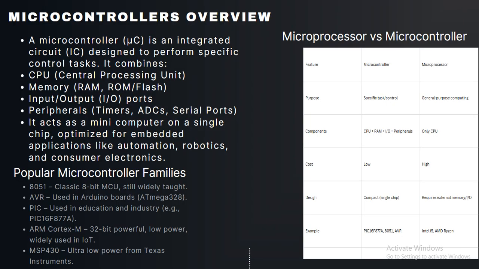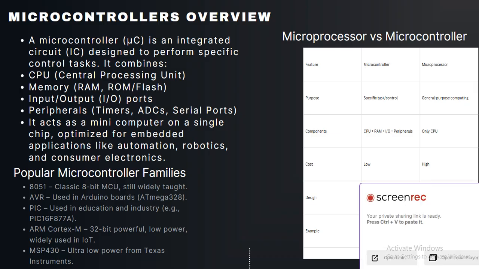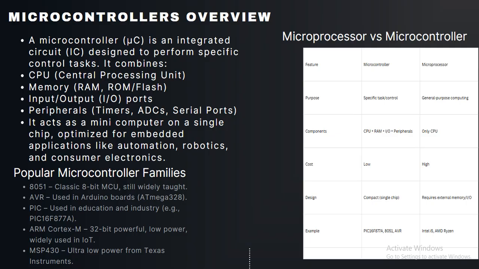Now I'd like to discuss the microcontrollers overview. A microcontroller is like a mini computer on a chip. It contains a CPU, RAM, flash memory, input or output ports, and peripherals like timers and ADCs. Compared to microprocessors, microcontrollers are compact, low cost, and ideal for embedded systems.